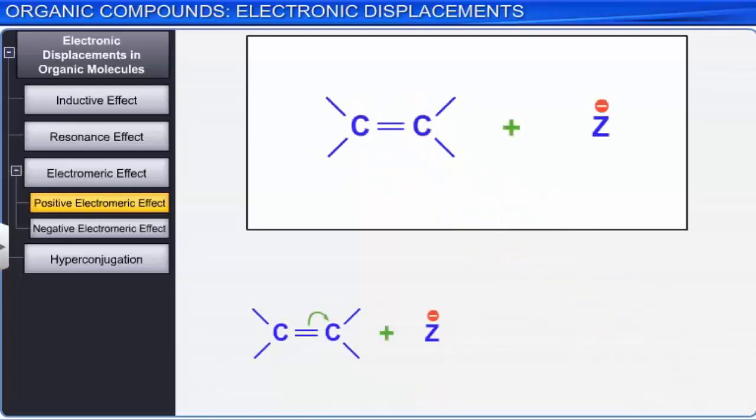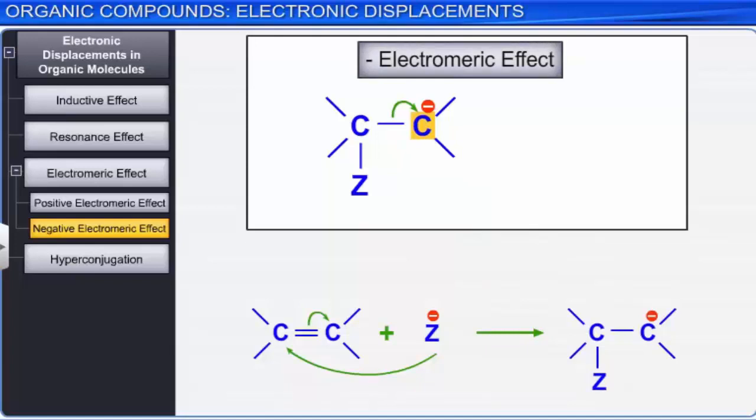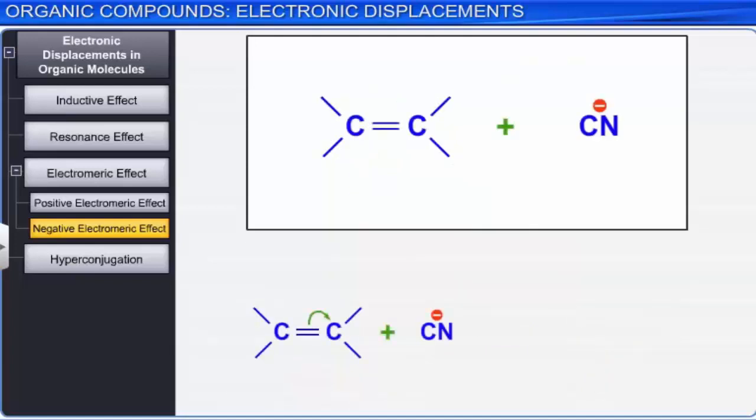On the other hand, when the pi electrons of the multiple bond are transferred to the atom to which the attacking reagent does not get attached, it is called negative electromeric effect. In the addition of cyanide ion to alkenes, the pi electrons of the double bond are transferred to that atom to which attacking reagent does not get attached.